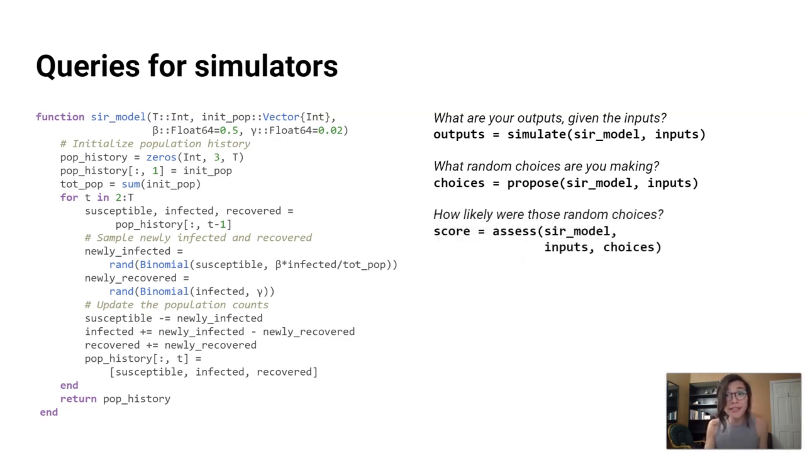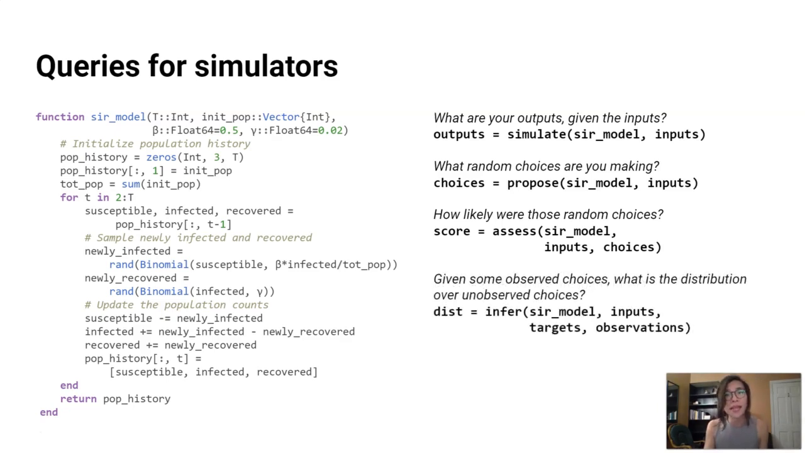We might then be interested in asking, well, how likely were those random choices? How likely under my model was this particular history of the world? For the choices I just showed, you get a log probability of about -21.5. And perhaps most compellingly, we might want to ask, what are the likely values of the unobserved variables, given some observed choices? For example, what's the likely transmission rate if we observe a certain number of new infections each day?